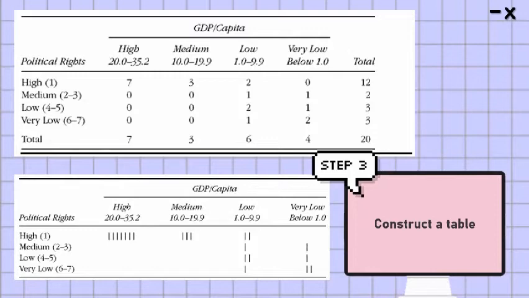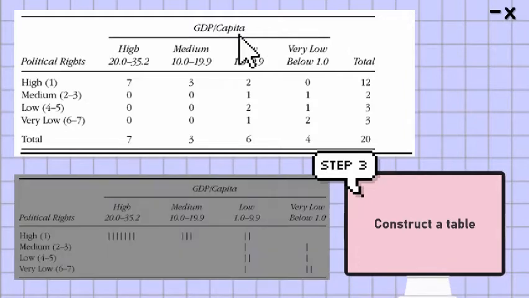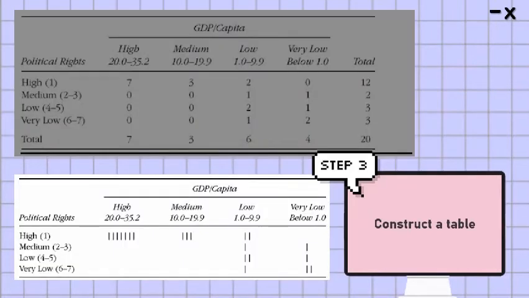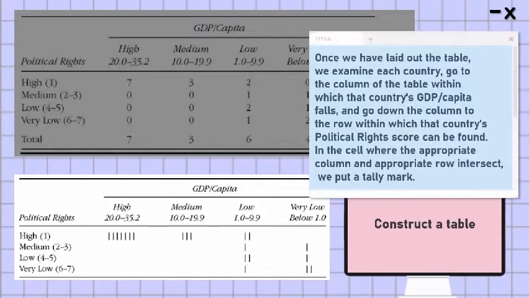The next step will be constructing a table. Generally, the categories of independent variables are placed in columns, and the categories of dependent variables are placed in table rows. Once we laid out the table, we examine each country, go to the column of the table within which the country's GDP per capita falls, and go down the column to the row within which that country's political rights score can be found.